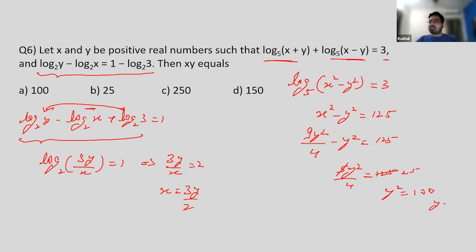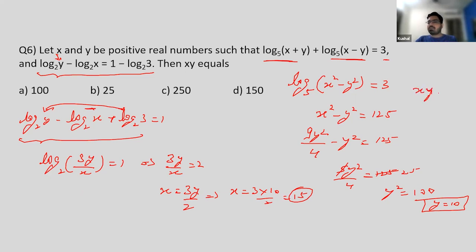So y must be equal to 10. I'm not taking the negative value of y because that's one of the input values over here. So value of y must be equal to 10. Now, if the value of y is 10, put it back over here. What we will get? You will get the value of x as 3 into 10 divided by 2. That's going to be 15. Correct? And they are now asking you the value of x into y.